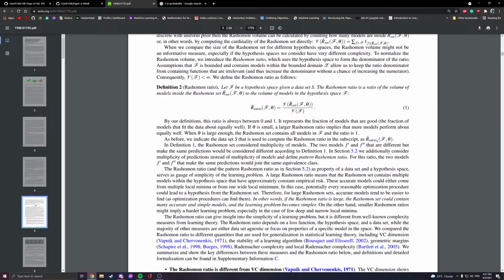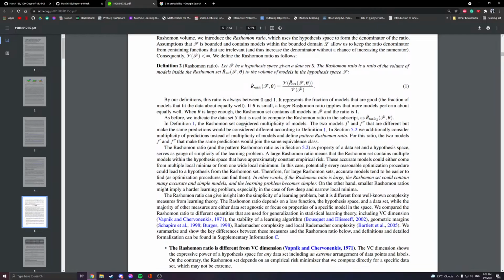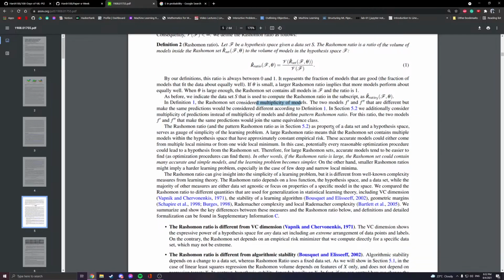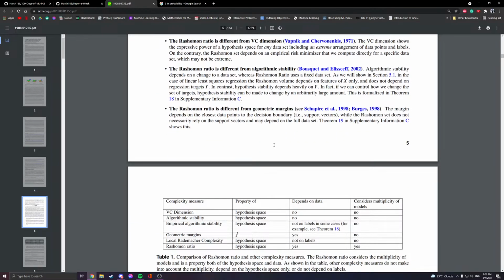Next up, it defines the Rashomon ratio, which sets up the ratio of the volume of the models versus the hypothesis space. So basically, this mathematical value, this ratio, whatever it comes out to, if it's high, close to one, it just means that there's a lot of models that can perform equally well. And the closer it is to zero, it just means that there's a big variance in the model performance from the different models. So it is considered on multiplicity of models, and it works on a fixed data set.